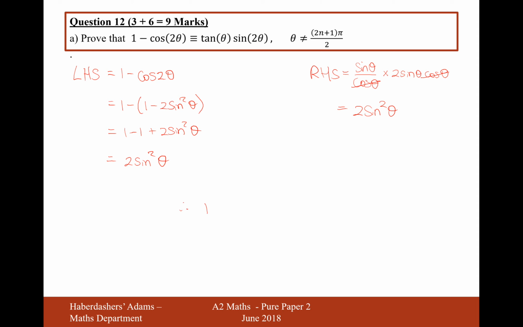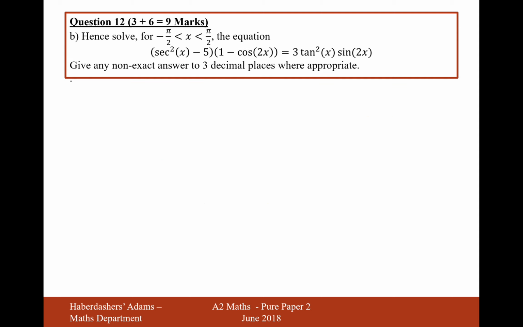And therefore what I've shown is that the left hand side is equal to the right hand side. I've shown that the left hand side is equivalent to 2 sine squared theta, and I've shown the right hand side is equivalent to 2 sine squared theta, so therefore left hand side equals right hand side. So there we are, we've proved part A.